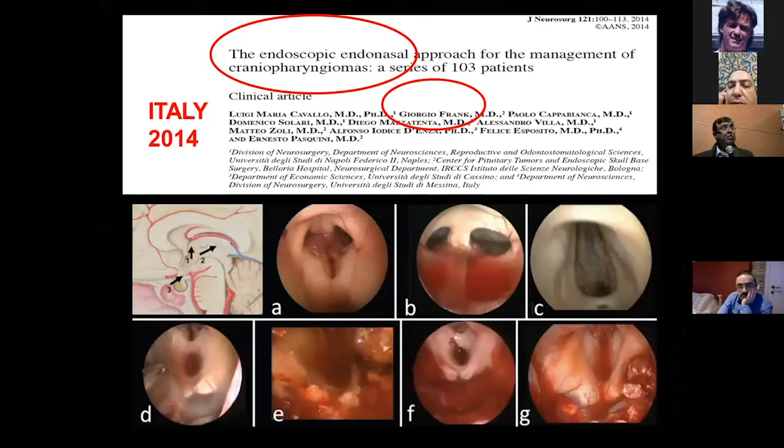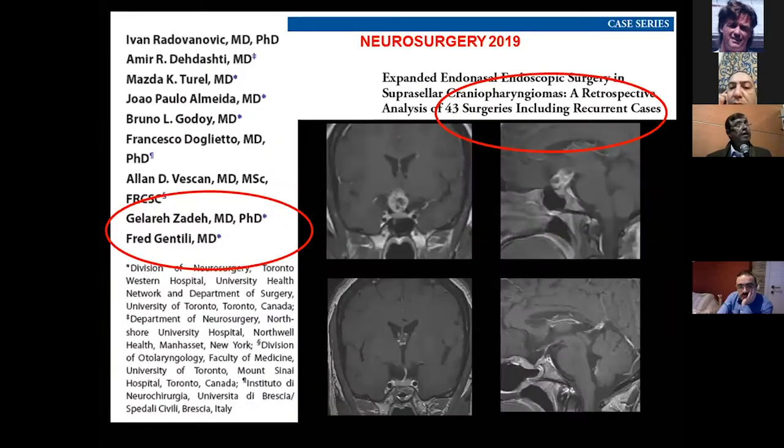Italy 2004. This is Giorgio Frank, again from Italy. We served together in one of the committees of the World Federation. He's a great endoscopist. Fred Gentili, my friend from Toronto. He can actually do both microsurgery and endoscopy. He's a great man. And you can see the results.